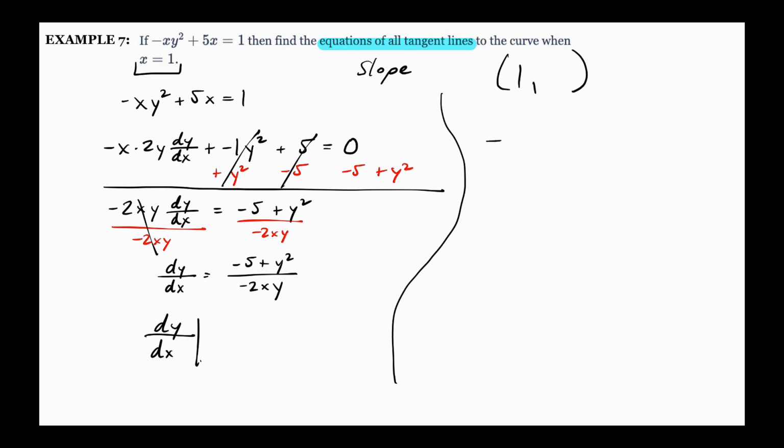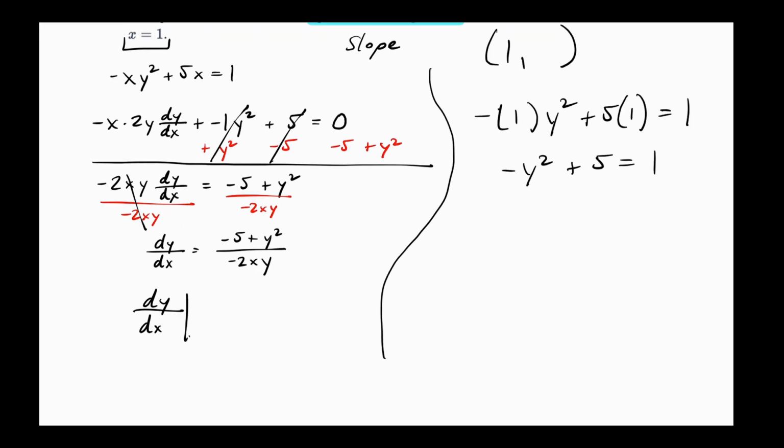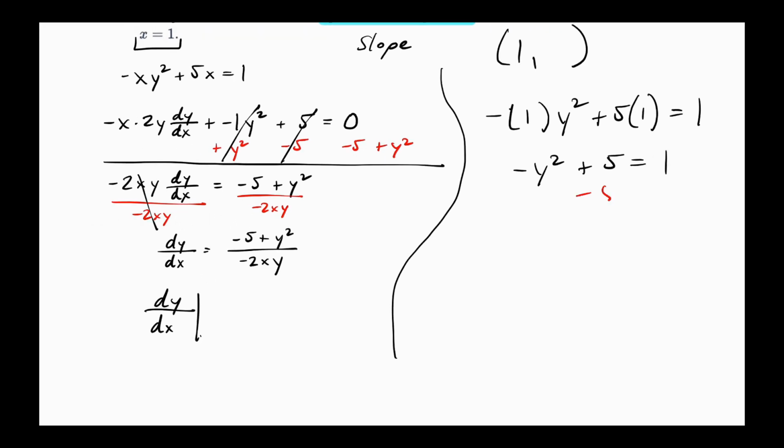Okay, so up here at the original, anywhere I see an x, I'm going to plug in a 1. So I get -y squared plus 5 equals 1. Subtract 5 from both sides. I get -y squared equals -4. If I want to get y by itself, I've got to divide by -1 first. I get y squared equals 4.